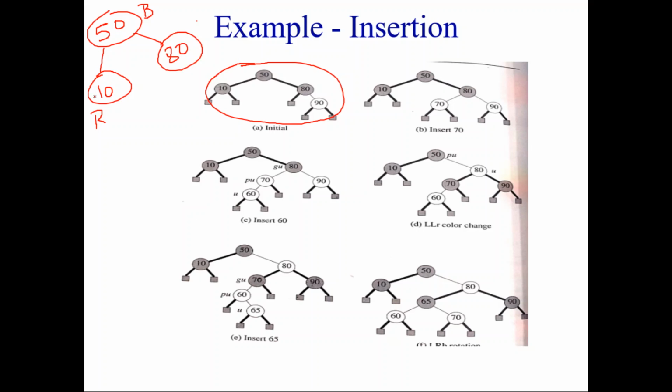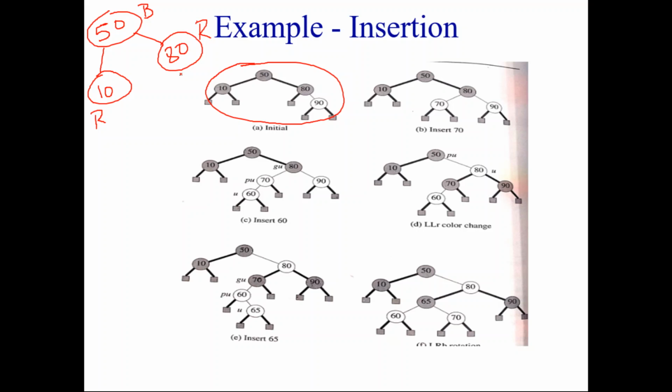So 10 will be added as a red color, and it will check, is it violating any principle? Is 10's parent red? No, it's not red, so it's not violating. 80's color is also red. Again after 80 you have to check whether 80's parent is also red. No, it's not red, so it's not violating. Okay, fine.